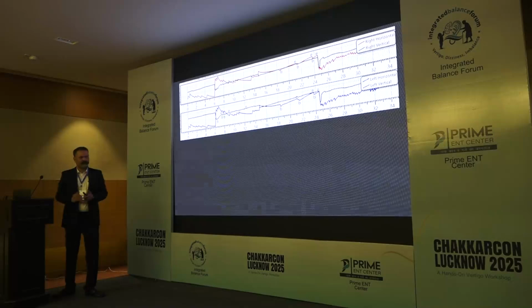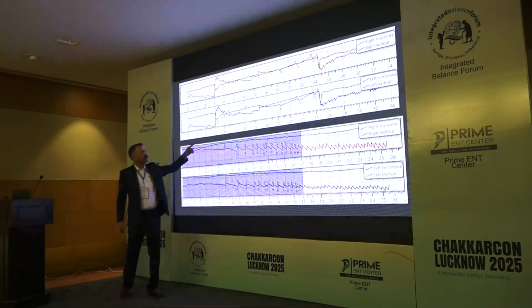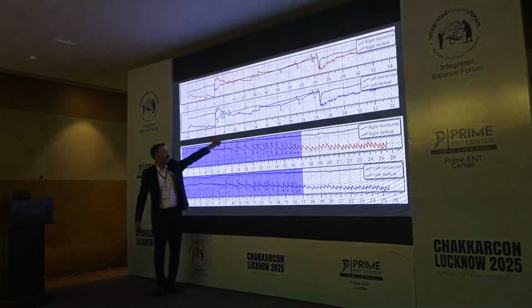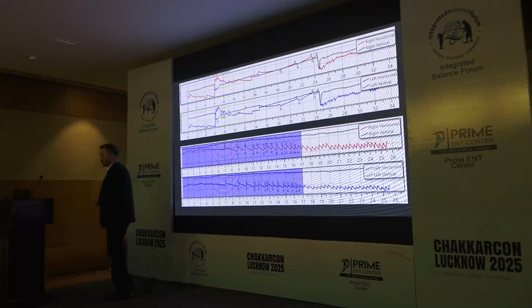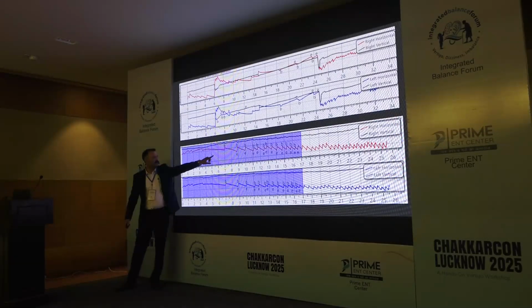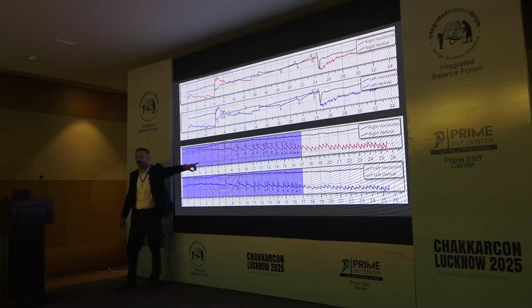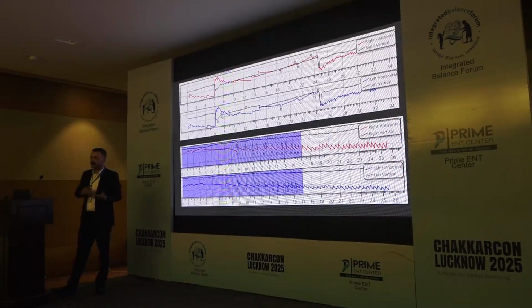So this is how a graph of periodic alternating nystagmus will look like. From right beating nystagmus, after a few seconds it changes to left beating nystagmus. And in this below graph you can see that within 5 to 10 seconds the nystagmus has changed the direction. Most commonly after 180 seconds the cycle changes, but in a few patients, like after 90 seconds, the cycle can also change.